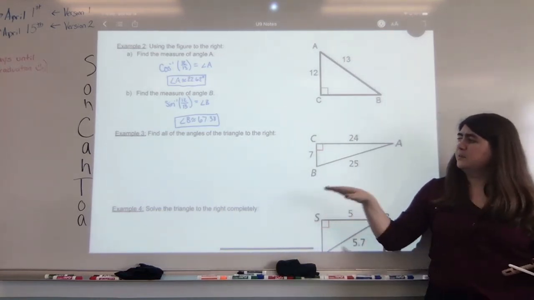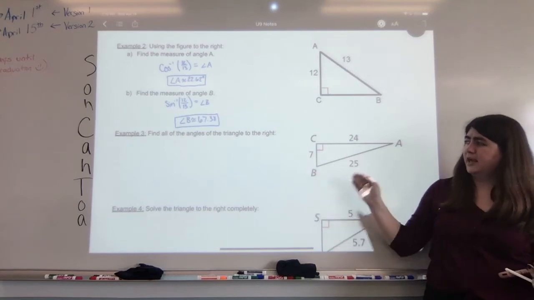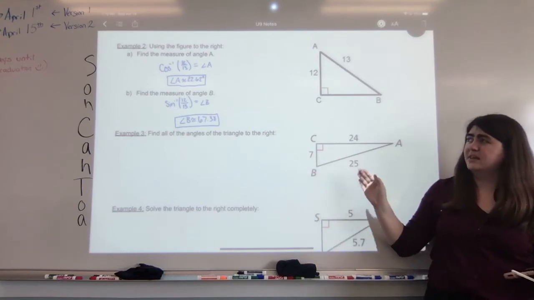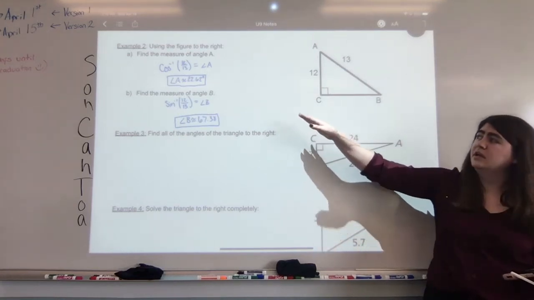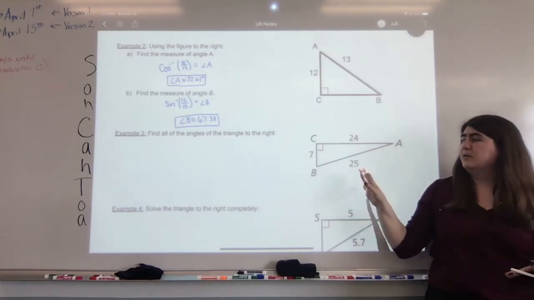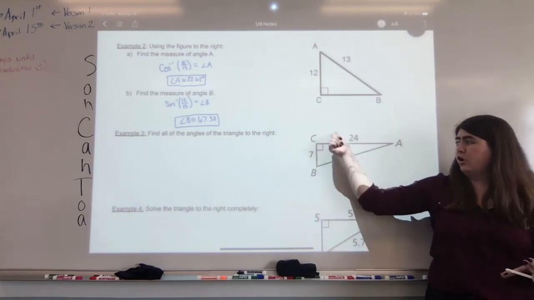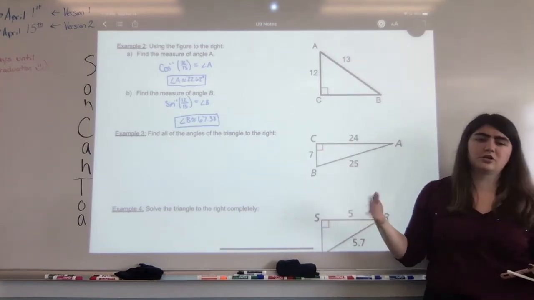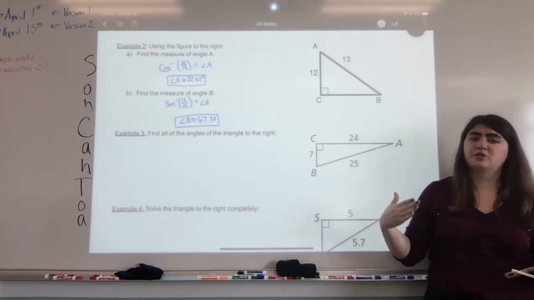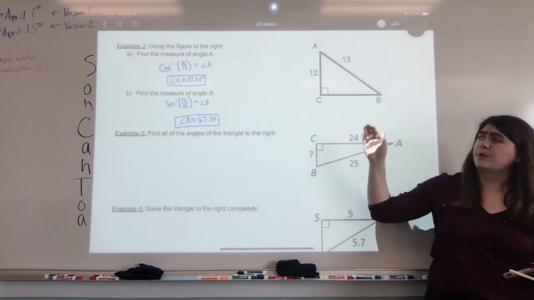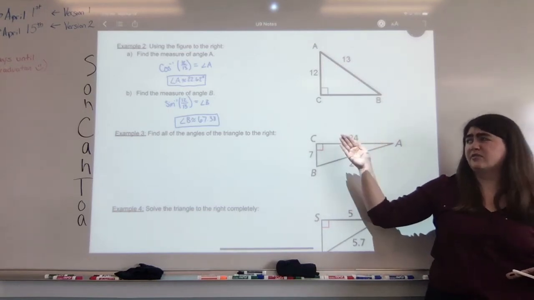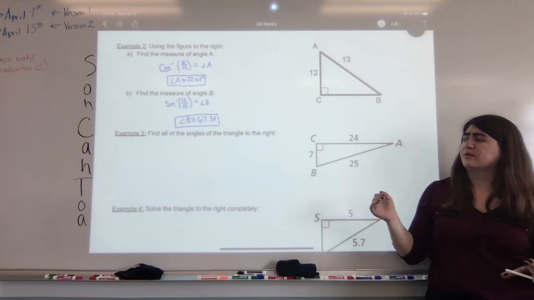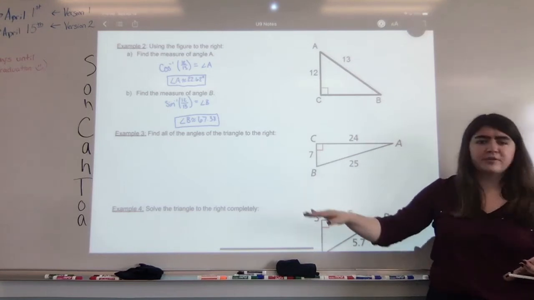All right, on example 3, it says to find all the angles of the triangle to the right. It's the exact same concept as we did with example 2. What I will mention is that we have all 3 sets of sides, so you can use any function that you want. It's just going to depend on which sides you're using. We used both inverse cosine and inverse sine in example 2, so with example 3, let's purposely use tangent.